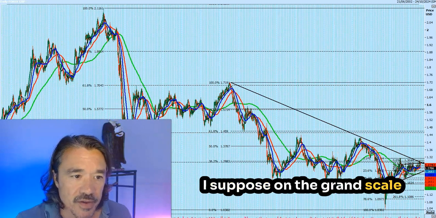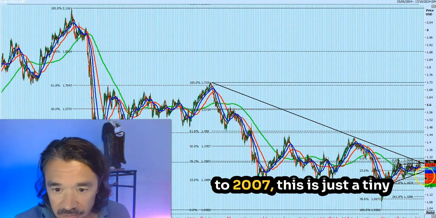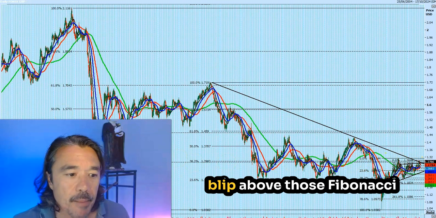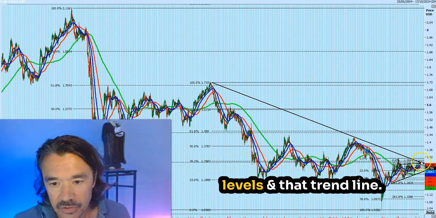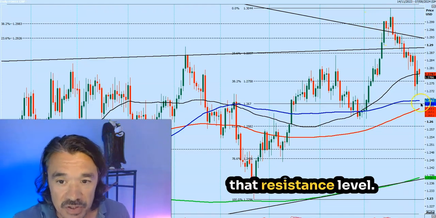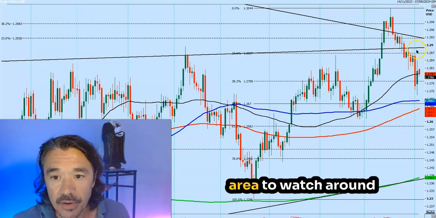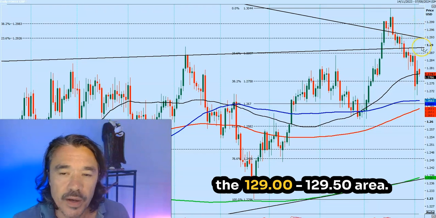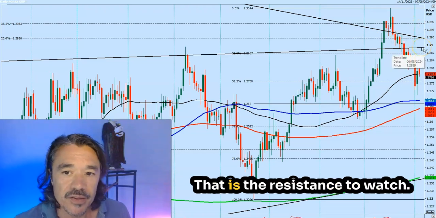I suppose on the grand scale of things, when you go back to 2007, this is just a tiny blip above those Fibonacci levels and that trend line. Maybe that means there's further downside for the pound as we reject that resistance level. But that clearly is the area to watch. Around the 129.00, 129.50 area, that is the resistance to watch.